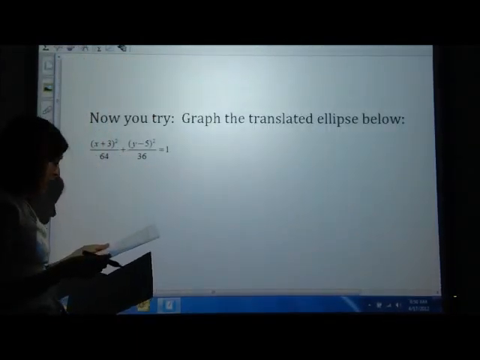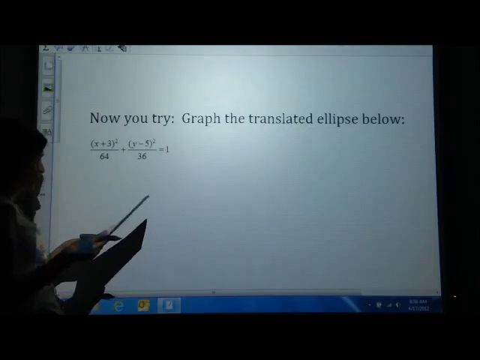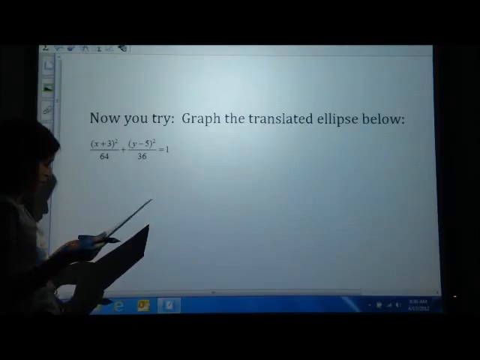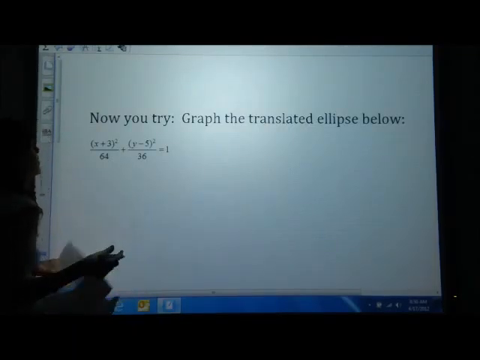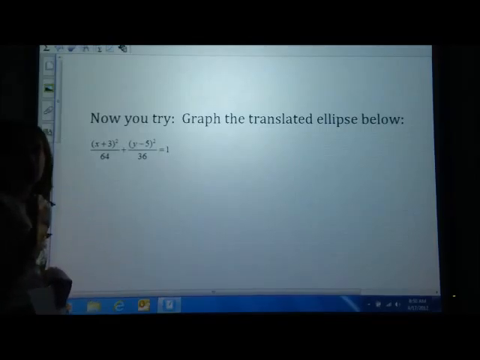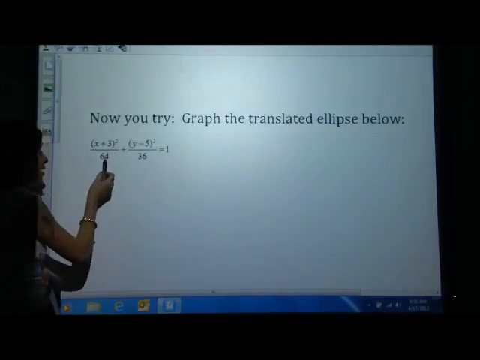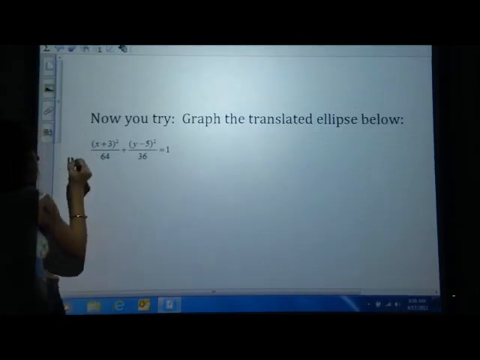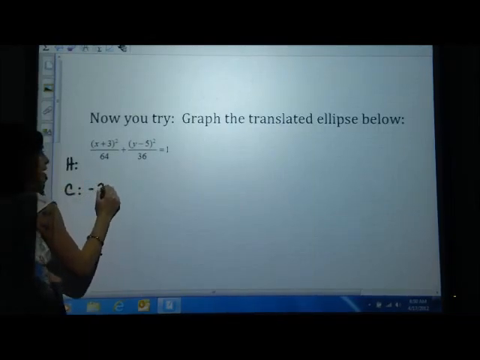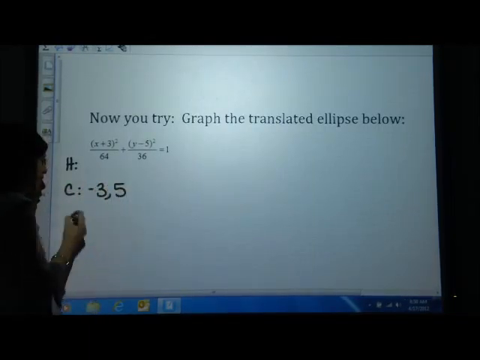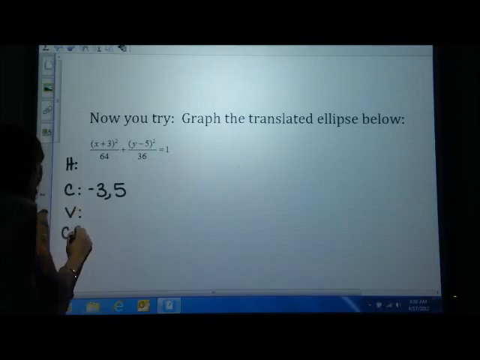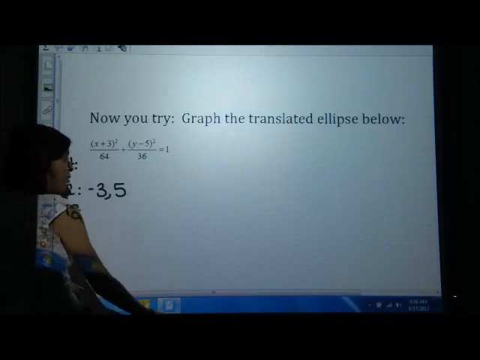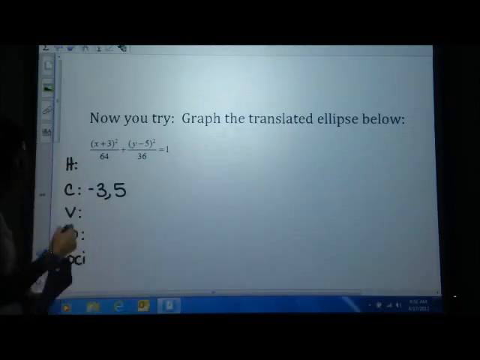All right, so let's actually look at another example, okay? (x + 3) squared over 64 plus (y - 5) squared over 36. So I look at it and I have to identify, is it horizontal or vertical? The denominator of the x squared is larger, so it's horizontal, okay? I'm going to identify my center right off the bat. My center here would be (-3, 5), okay? So now I've got to find my vertices, my co-vertices, and my foci, and I just realized I didn't do the foci in the last one, so I'll go back to that in a second. We'll practice it on this one.